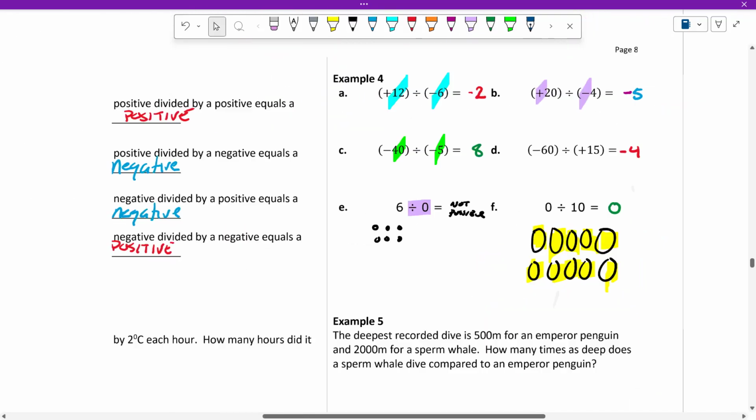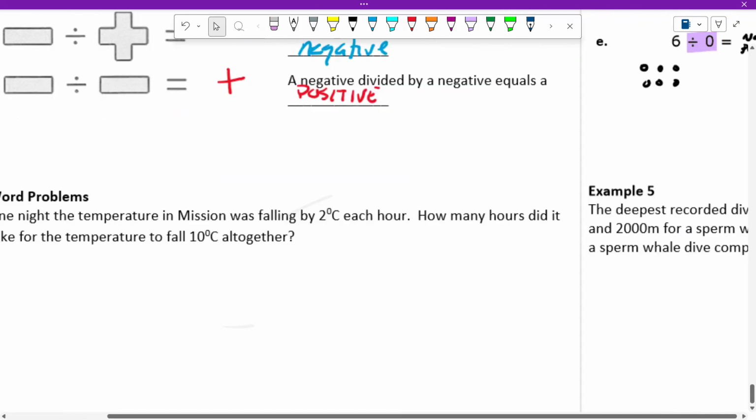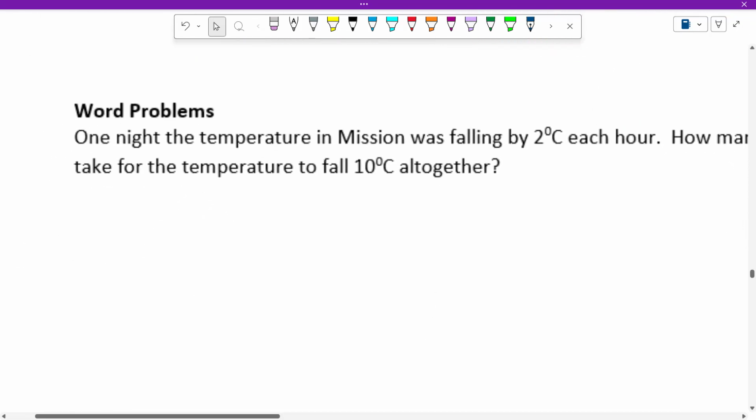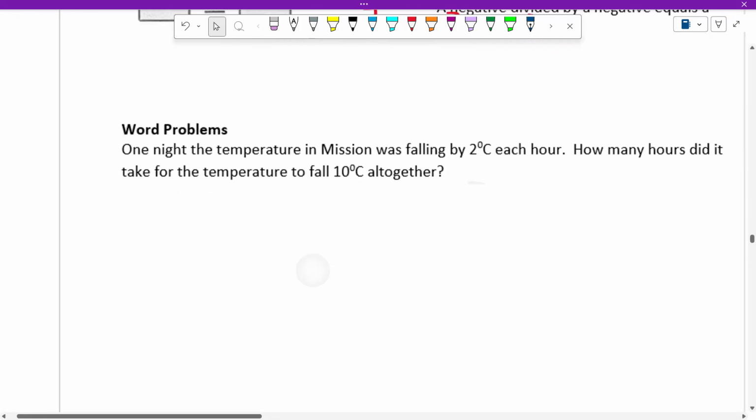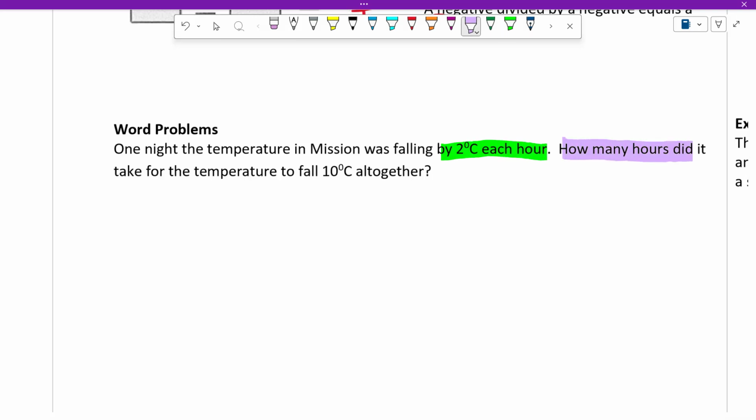Alright. So now, on our assignment, I'm going to ask you to do 2 word problems. Let's just do one for now here. It says one night the temperature was falling by 2 degrees each hour. How many hours did it take for the temperature to drop to 10 degrees? Yes. 5 hours.